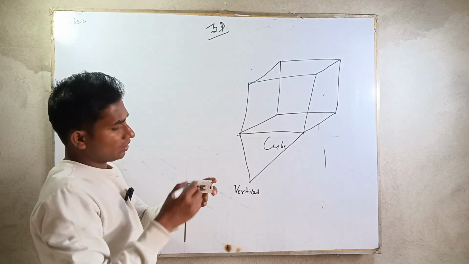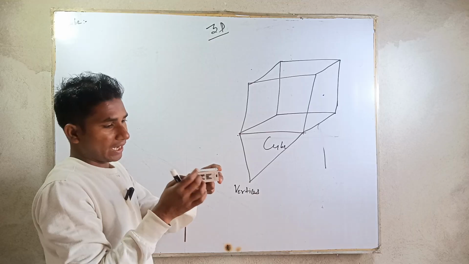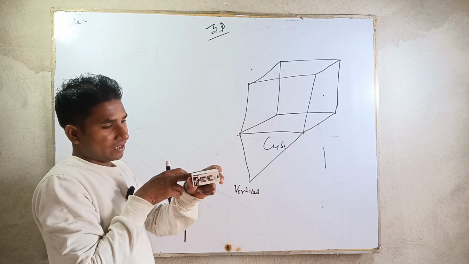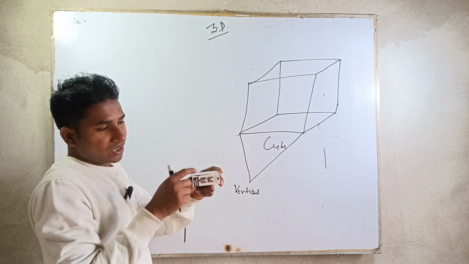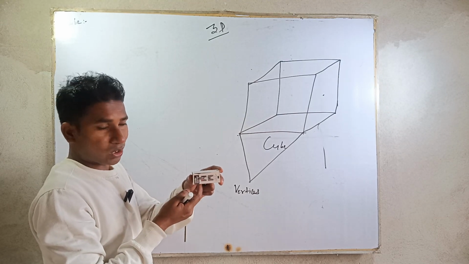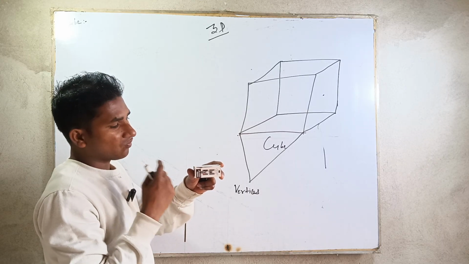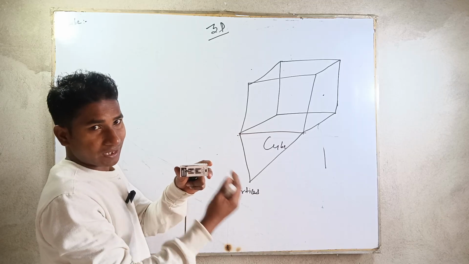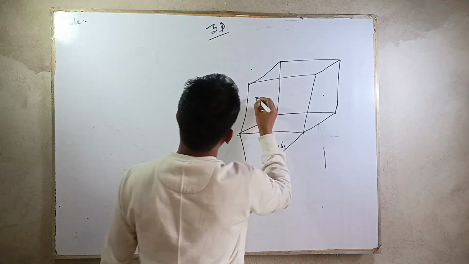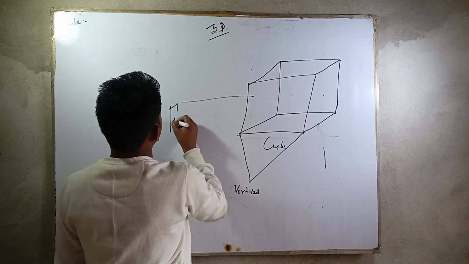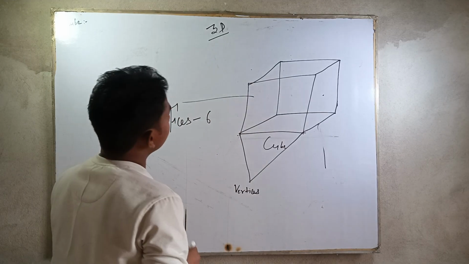One is the front side and the second is the back side, the third is the upper side, the fourth is the lower side, and the fifth and sixth are the right side and left side. That means the number of faces is equal to 6. Now its edges.